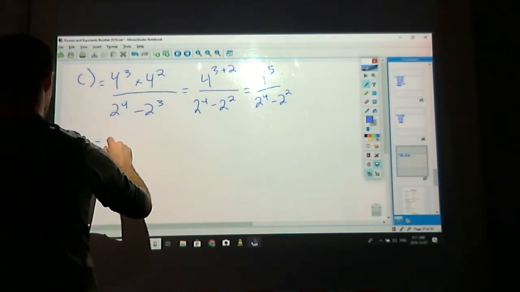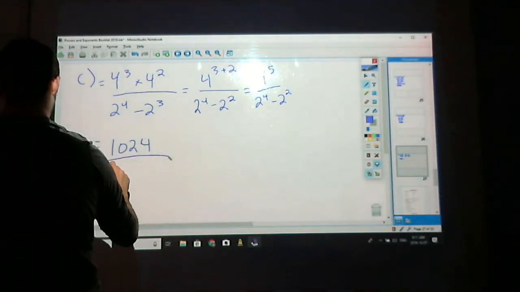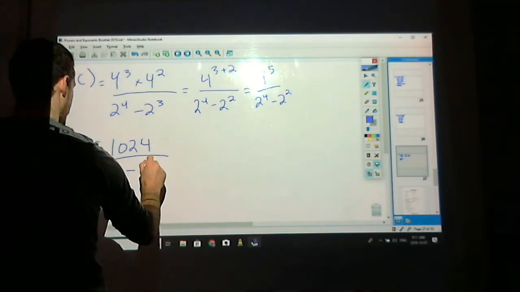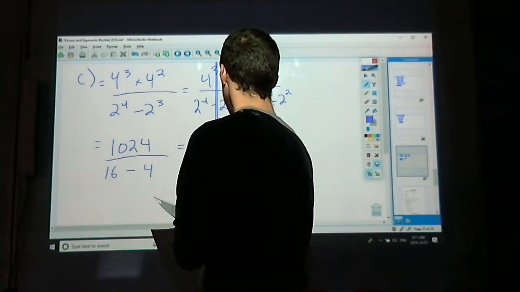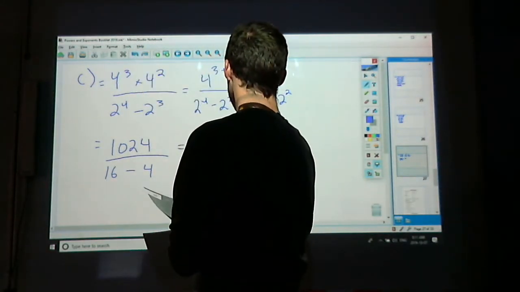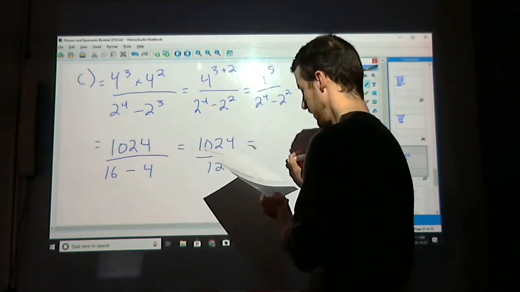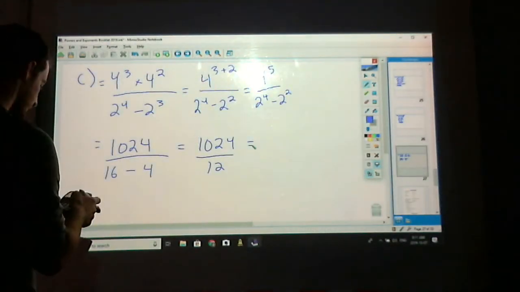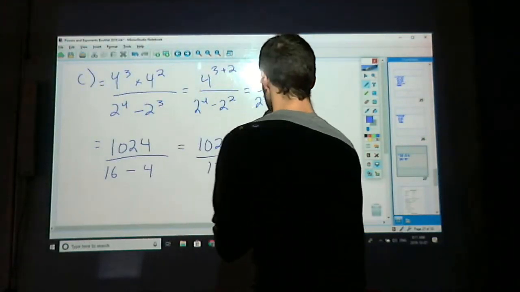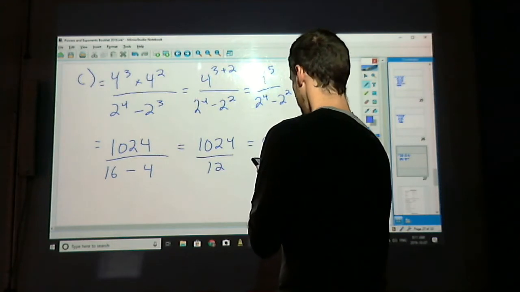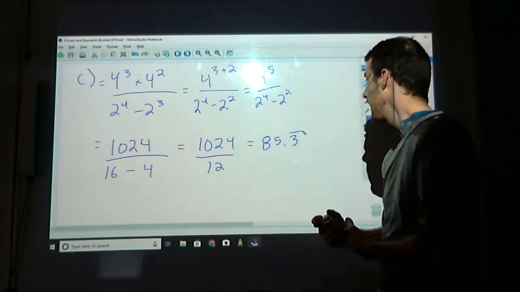4 to the power of 5 is 1024. 2 to the power of 4 is 16. 2 to the power of 2 is 4. So we end up with 1024 divided by 12. 1024 divided by 12 gives us a bit of a decimal, so we get 85.3 repeating.